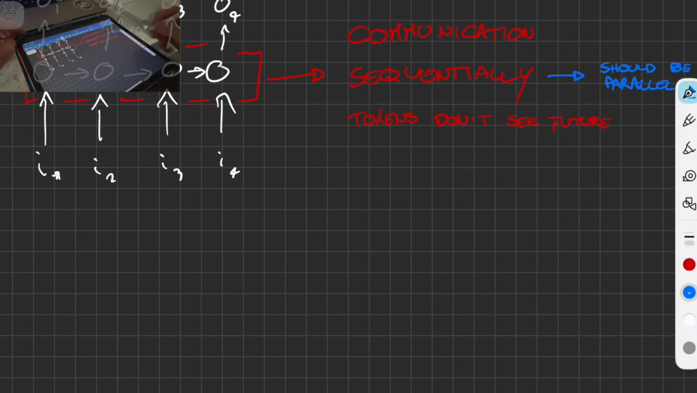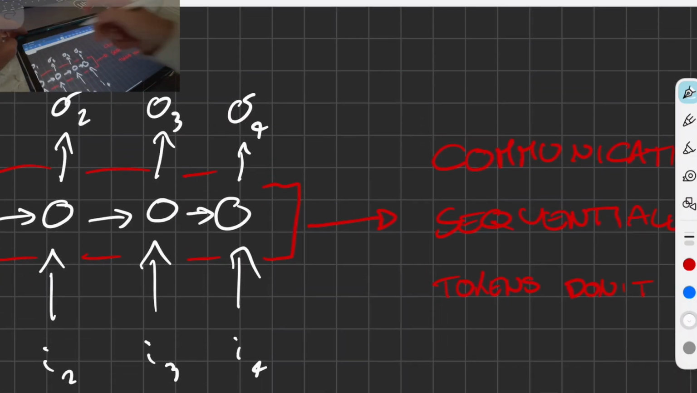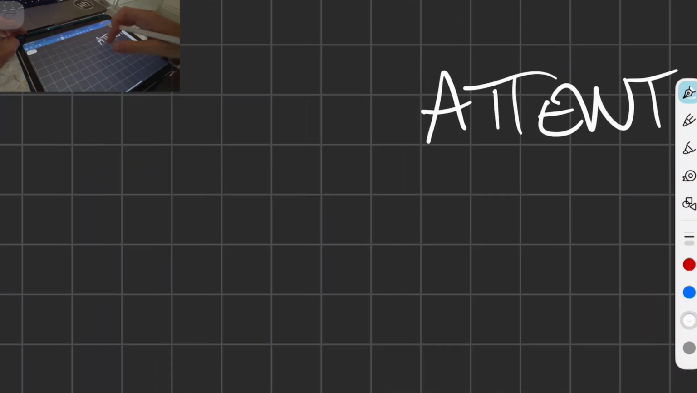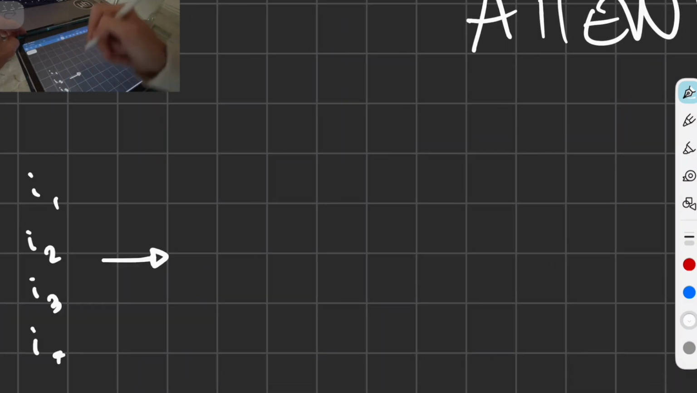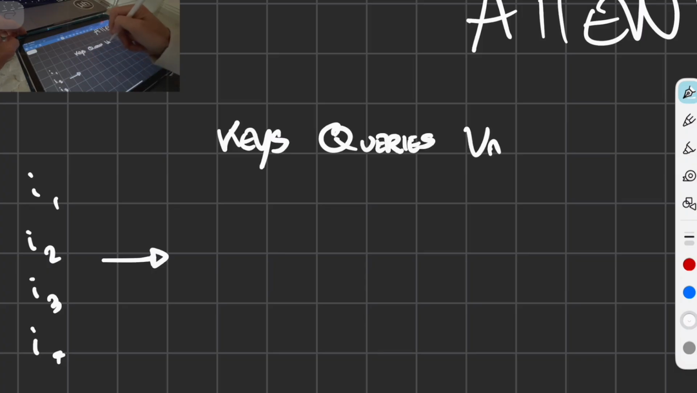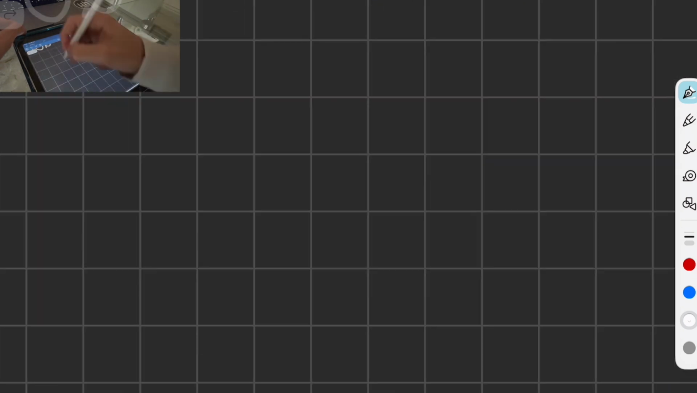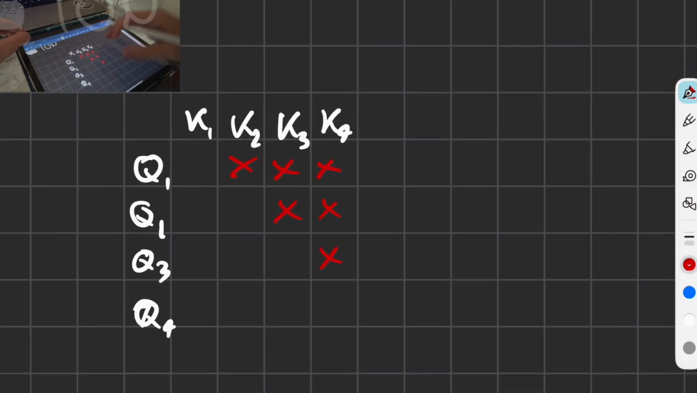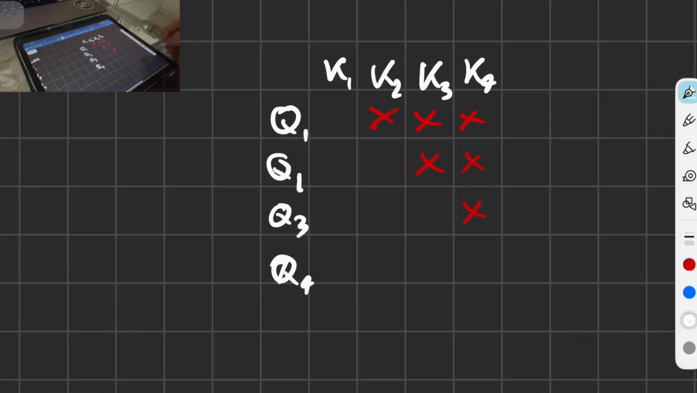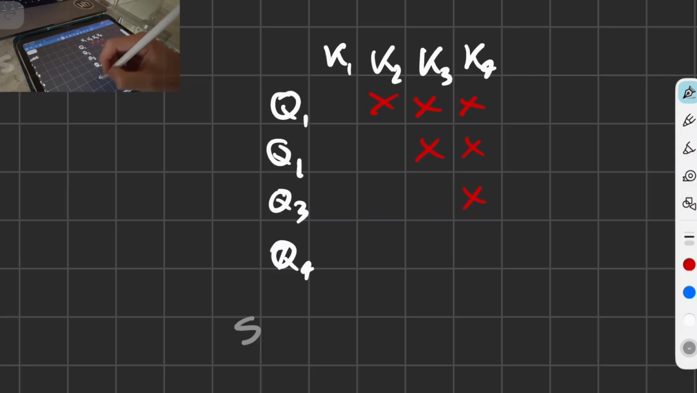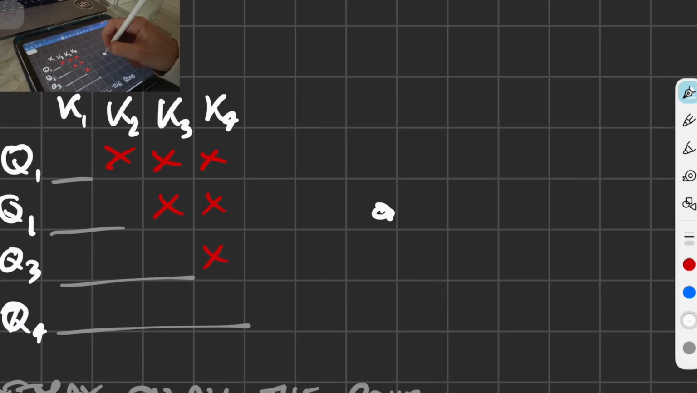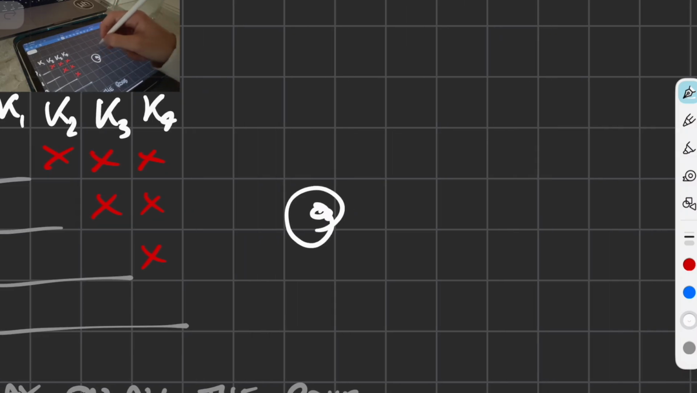So here we go from the RNN to the attention block, where we take all the inputs and we make keys, queries, and values. Then we make the matrix with the keys and queries multiplied together. We mask away the top right values. Then we apply softmax on all the rows and multiply by the values.